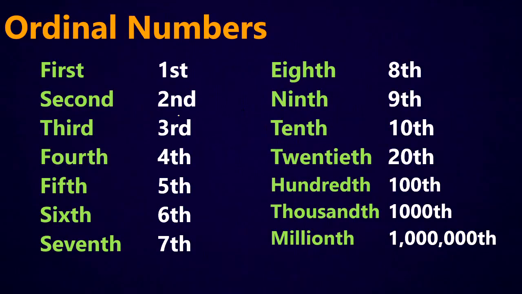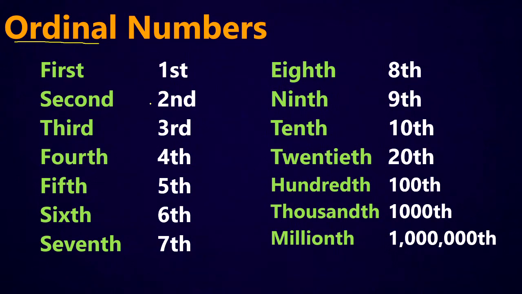The next kind of numbers we're going to look at here are ordinal numbers. So ordinal numbers are called ordinal because they go in order. So ordinal comes from the word order. So when we put things in an order, we use ordinal numbers. So the ordinal numbers are 1st, 2nd, 3rd, 4th, 5th, 6th, 7th, 8th, 9th, 10th, 20th, 100th, 1000th, millionth, on and on and on.